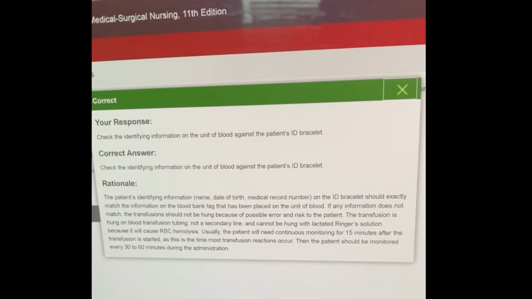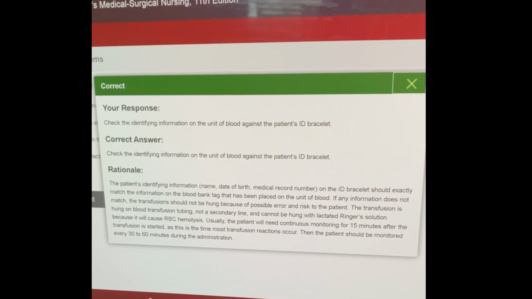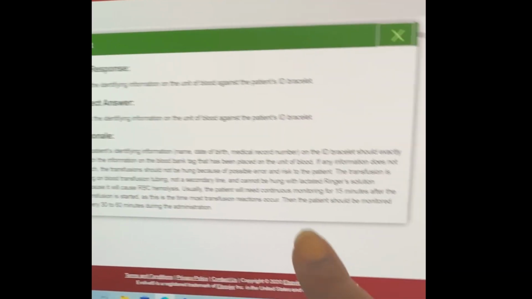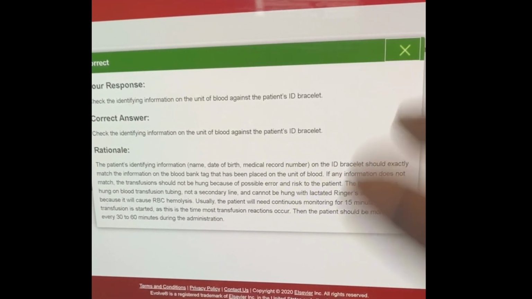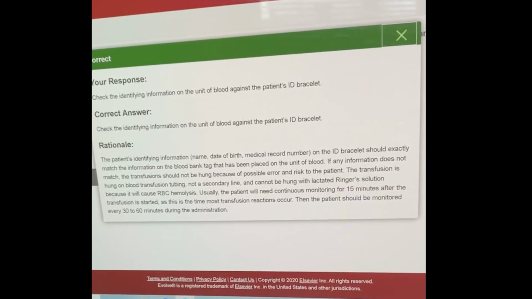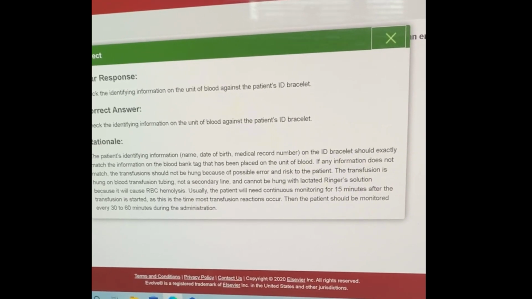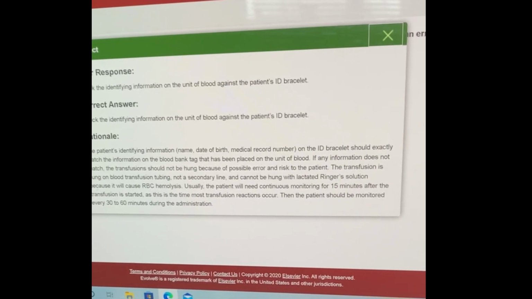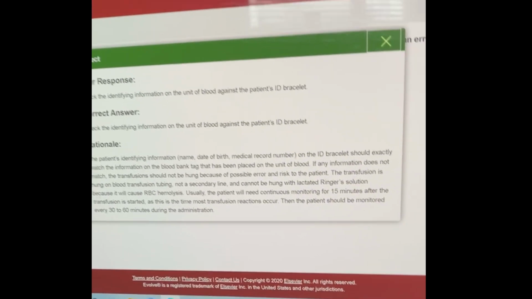Are y'all getting these answers right with him? Okay, the patient identity, that's basic. And you're only supposed to be with them for 15 minutes afterward. I mean, you could be with them longer, of course, but it's necessary for at least the first 15 minutes once you administer it. And then you would never hang blood with lactated Ringer's. You will always hang it with normal saline.